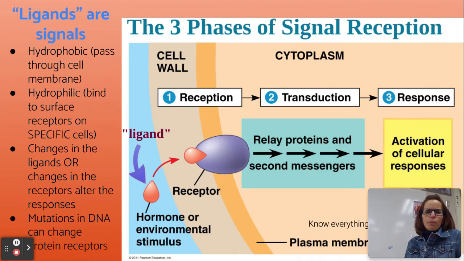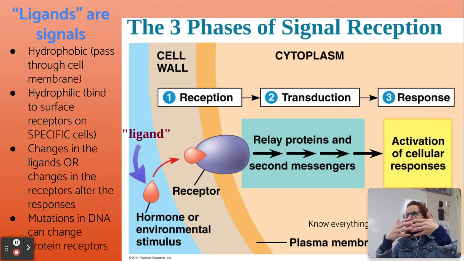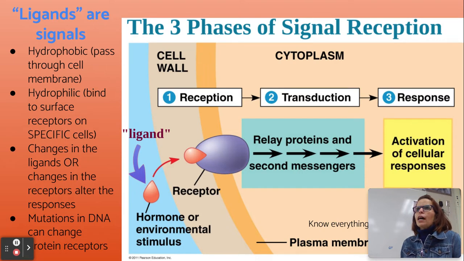So the hydrophobic ligands can actually pass through the cell membrane. Between the phospholipid bilayer, those ligands can pass right through. If they're hydrophilic, they can't pass through, so they need that membrane protein. In this case, what we're looking at is one that's hydrophilic, because it didn't pass through the cell, it had to use a protein to send its message through the cell. We'll see one that's hydrophobic in just a moment.